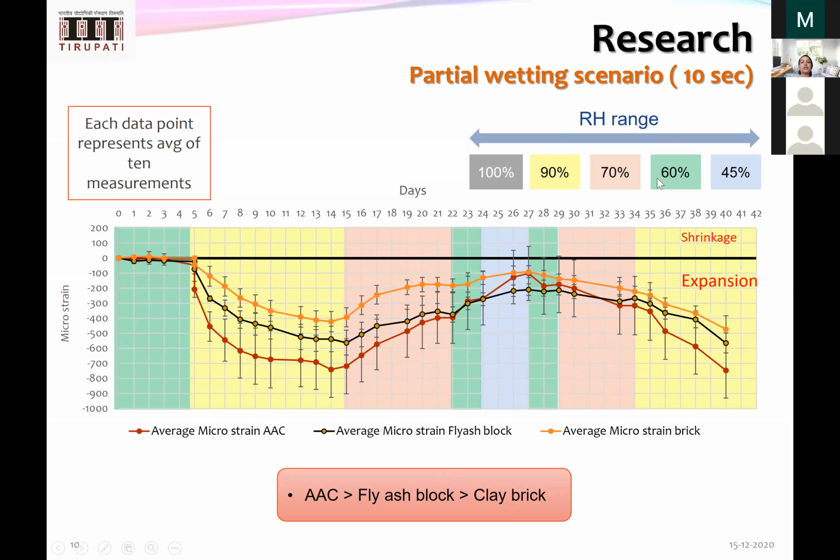As you can see, all of this lies in the expansion region, because I have kept the brick free to expand. But if you look clearly here, from 90% relative humidity to a change of 70%, shrinkage is happening. The strain is reducing, but it never reaches the neutral level. It hasn't crossed the neutral level either.